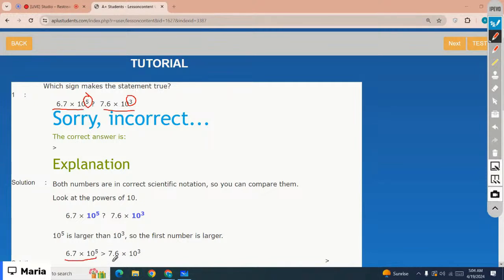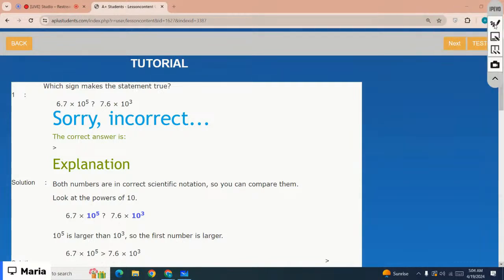Look here. 6.7 times 10 exponent 5 is greater than 7.6 times 10 exponent 3, right? Let's just start with the practice questions.